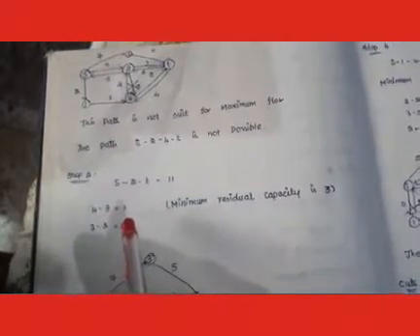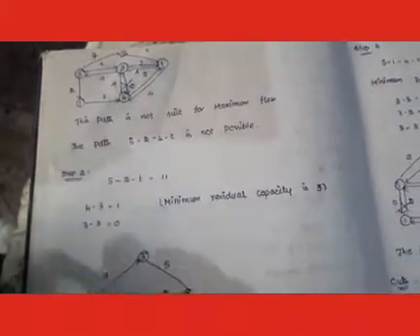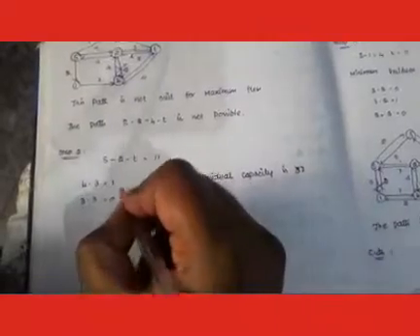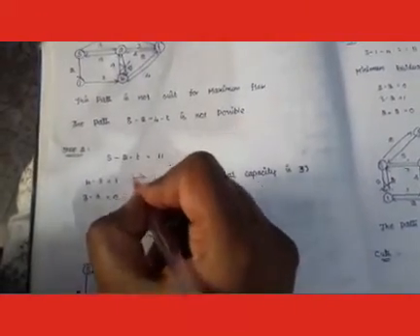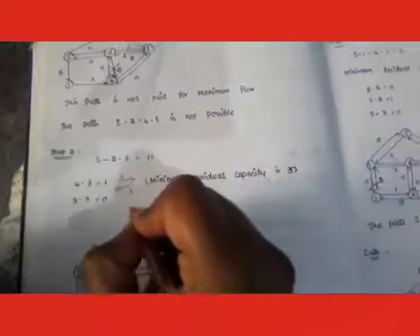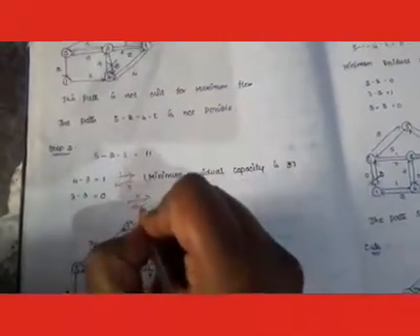So 3 is the residual capacity which you have identified, so we need to subtract with that. 4 minus 3 will be 1, so 1 will be in the forward arrow mark, and 3 will be in the reverse arrow mark. After that, again doing with 3, 3 minus 3 will be 0. So 0 will be in the forward arrow mark, and 3 will be in the reverse arrow mark. This will happen when we do this, and again for this it will happen when we do this.